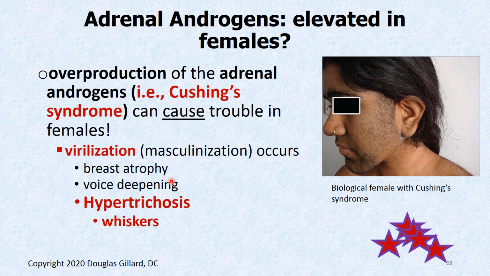Their breasts dry up. Changes occur to the clitoris as well, where it starts to get longer, like into a penis-type shape. The voice deepens. They get a hypertrichosis, which is hairy. And they get whiskers, and that's virilization.